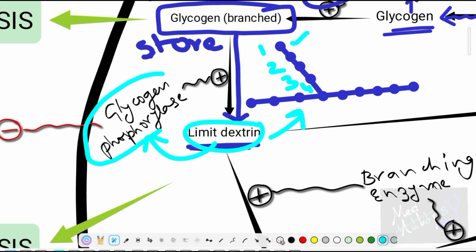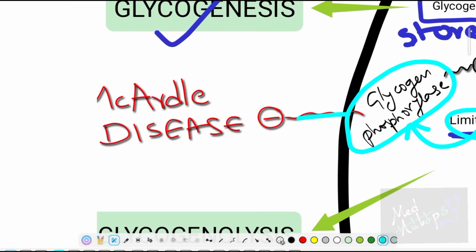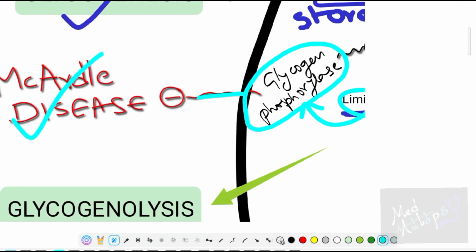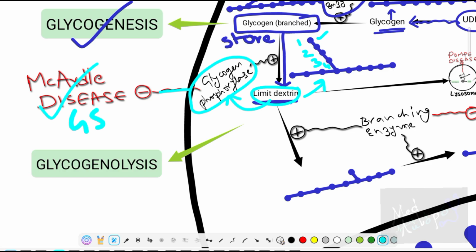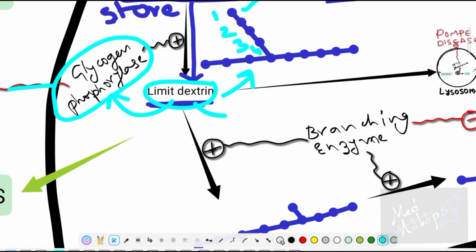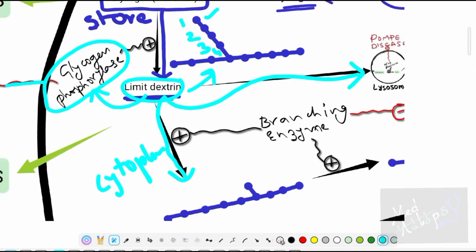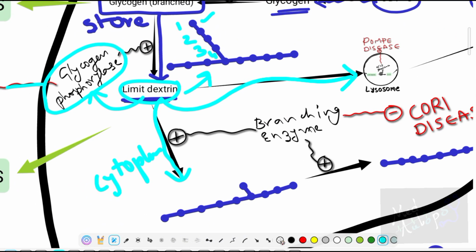The enzyme which is responsible for this conversion is glycogen phosphorylase. Once you don't have glycogen phosphorylase, or it is deficient, it can lead to another disease, that is McArdle's. That is also one type of glycogen storage disease. Then this limit dextrin can either be taken up by the lysosome or remain within the cytoplasm for its further metabolism.